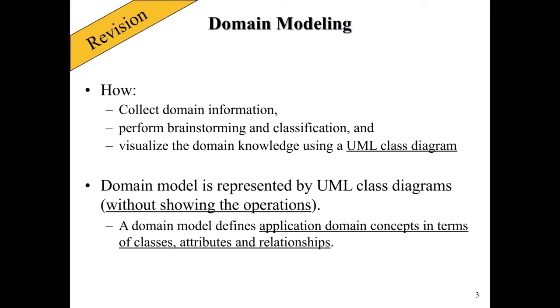This slide is taken from your chapter number 2. This is just a revision, same slide, copy pasted. In chapter number 2, we were discussing our domain modeling. How do we model a domain? We collect the domain information, and we perform brainstorming and classification by finding out what the objects are and what the relationships between them are. Then we visualize the domain model using a UML class diagram.